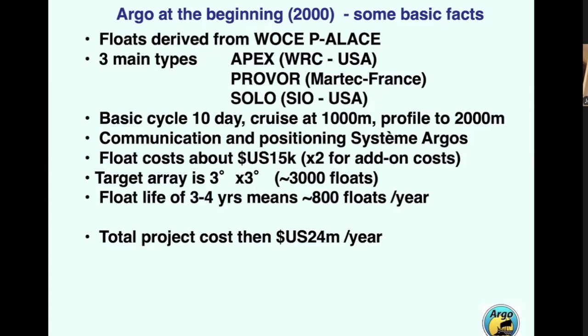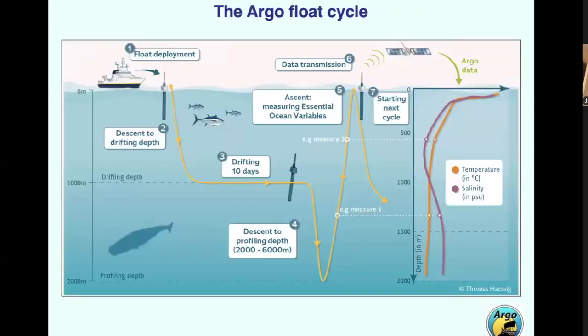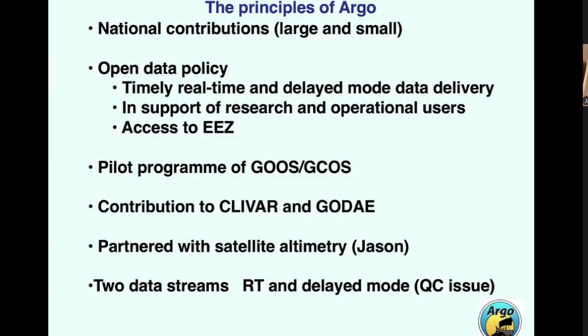And the target array was a 3x3 approximate array of 3,000 floats, with a float lifetime of between 3 to 4 years, which meant we needed to deploy about 800 floats a year. The total cost of that would be about $24 million per year. Countries signed up to it, and so here's the profiling cycle. There would be national contributions, large and small.